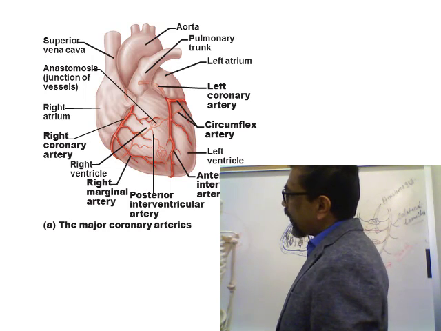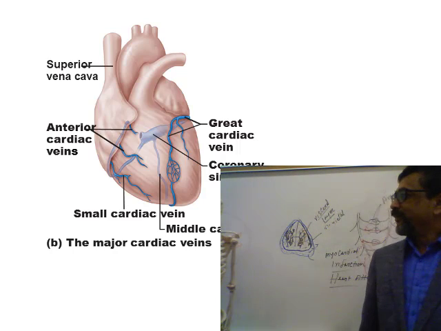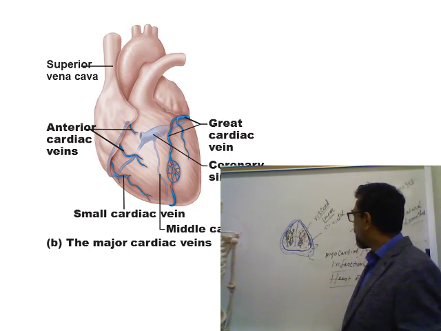You need to just remember the names and two important properties. These two are very important. Okay, I'll ask in your test. So, collaterals and anastomoses. So let's stop here. Okay.